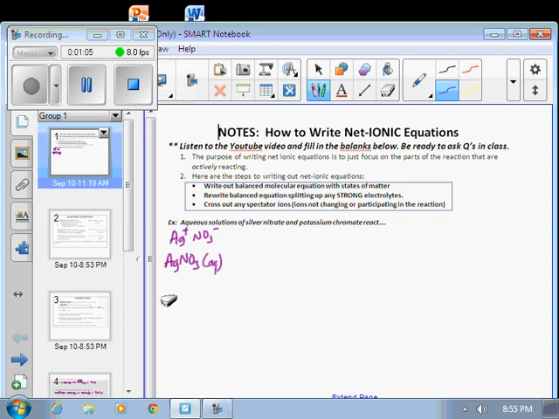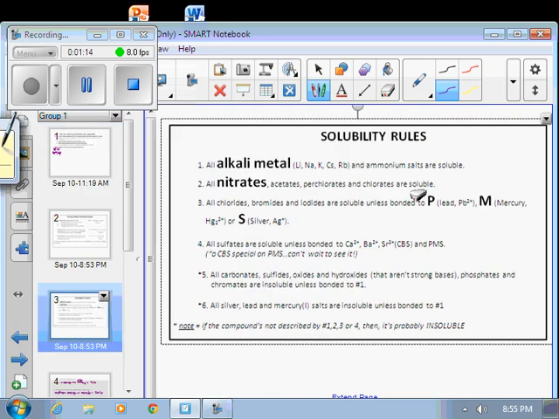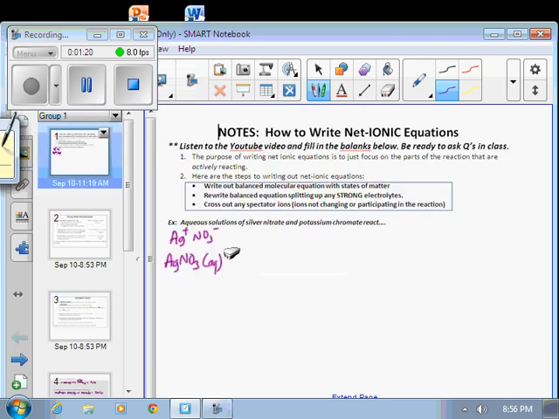it. If it didn't say that and you didn't know if it was aqueous or not, that's what your solubility rules are for. So while we're getting your polyion list out, you're going to want your solubility rules as well. Okay, and all nitrates, silver nitrate included, are soluble or aqueous. Okay, so it reacts with potassium chromate.